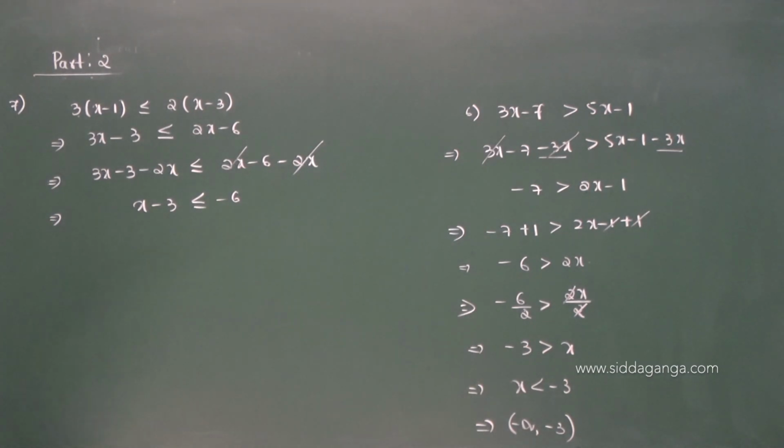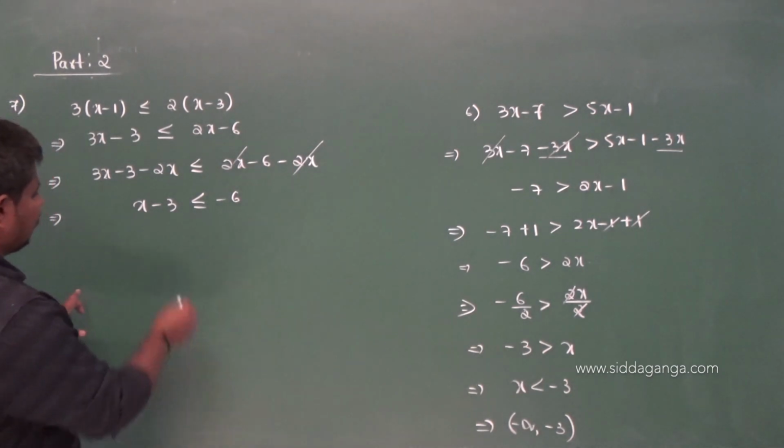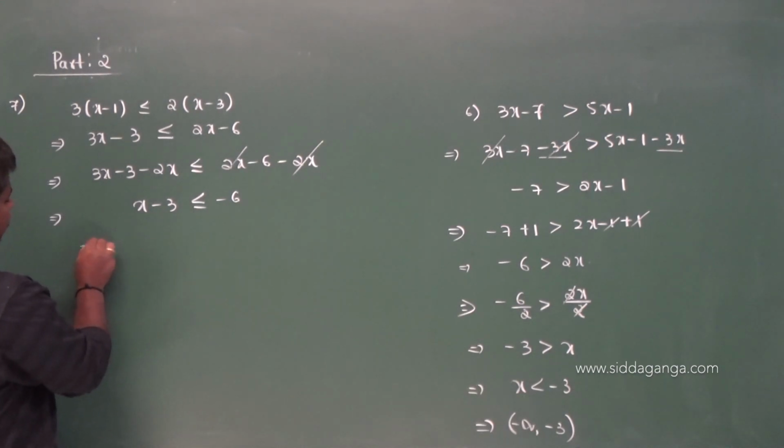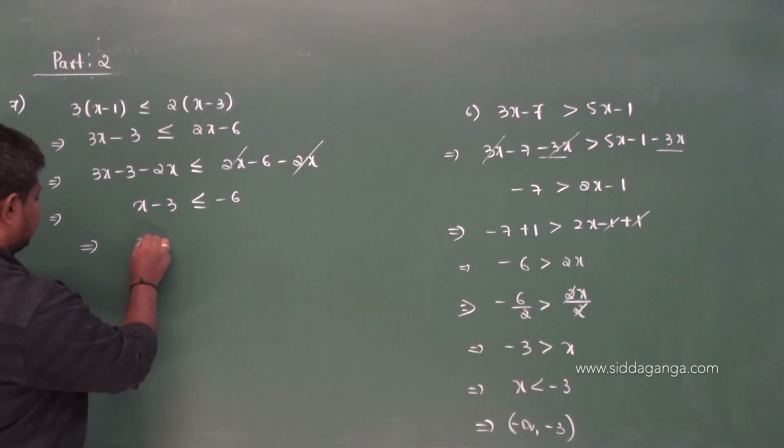Okay, right? So now here we have minus 3. So let me remove minus 3 by adding plus 3.